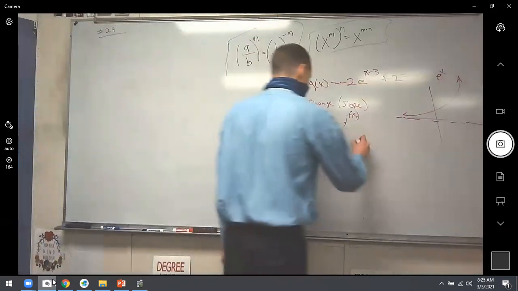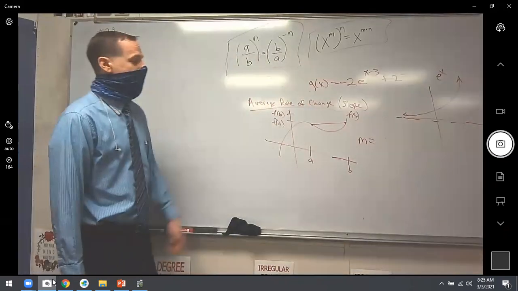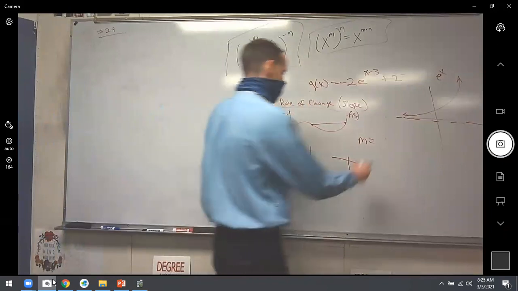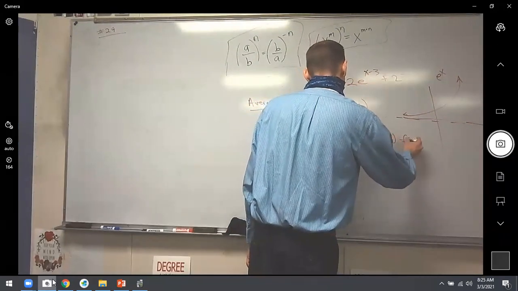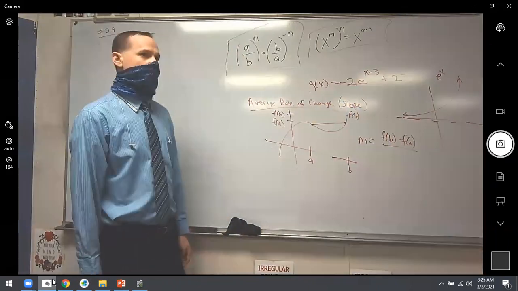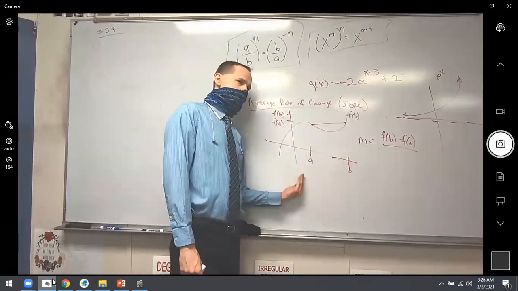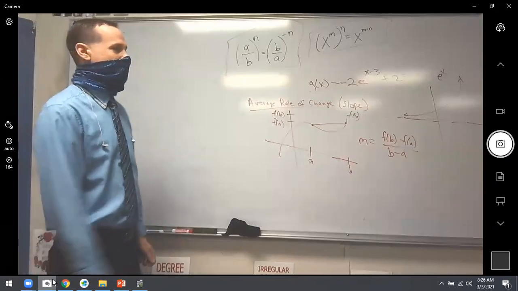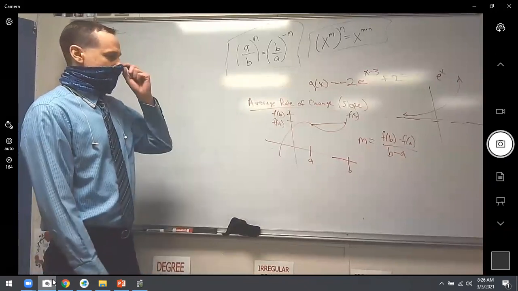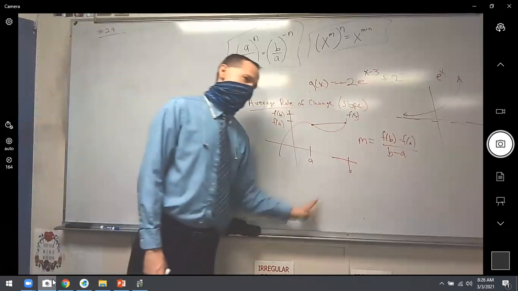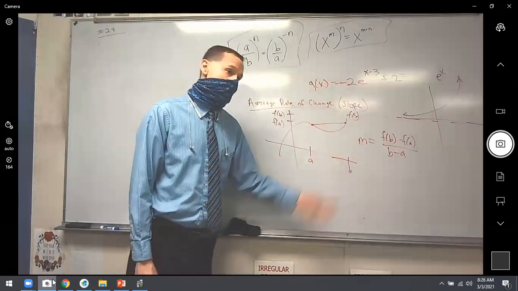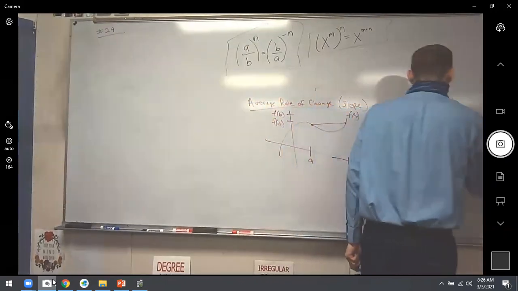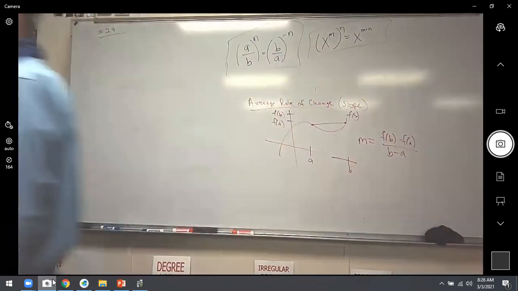So the rise is whatever this y value minus that y value is. And that's just f of B minus f of A. And that's over the run, which is this x value minus this x value, which is B minus A. So there's your equation for average rate of change. It's the difference in the y's divided by the difference in the x's because it's slope right there, okay? Now, don't think that's too complicated. Let's see how you would actually apply this to these particular problems.